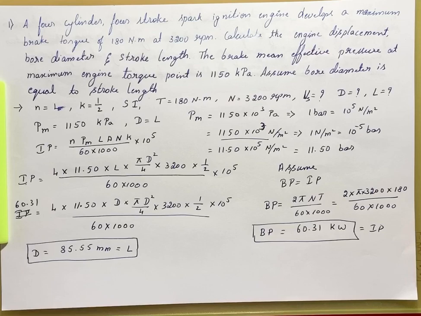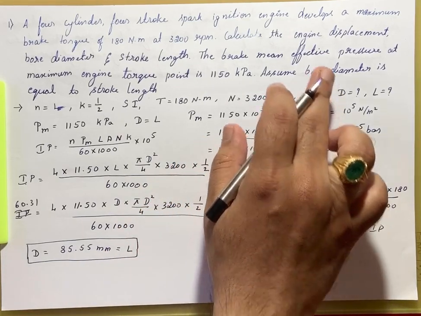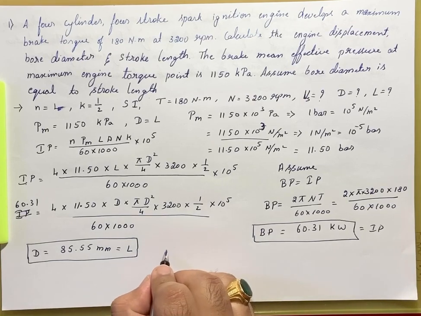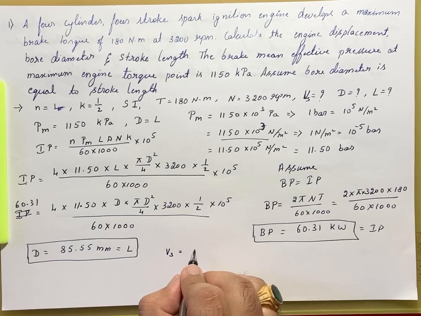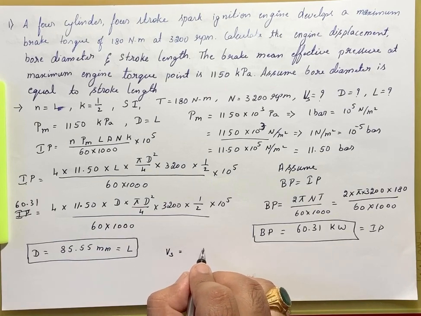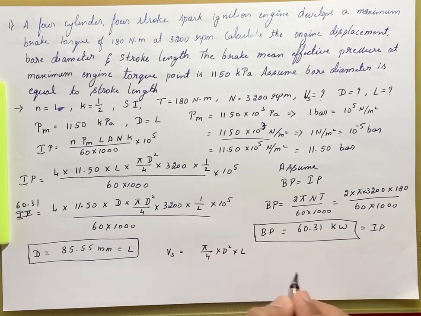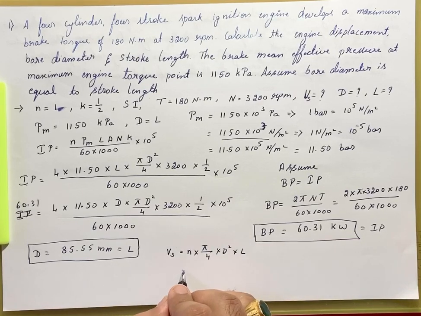Right. Now after that, what he has asked? He has asked to find out the stroke volume, that is engine displacement. Engine displacement, Vs is the stroke volume. I'll be writing that as engine displacement as pi by 4 into d square into L, that is the volume of that single engine, into N. N is number of cylinders there.